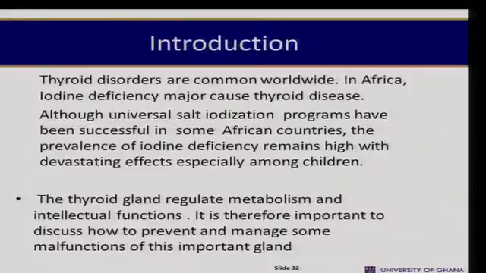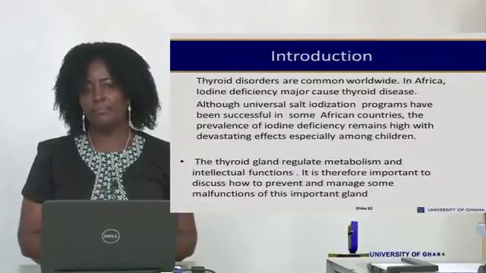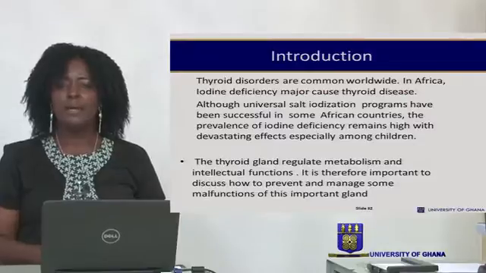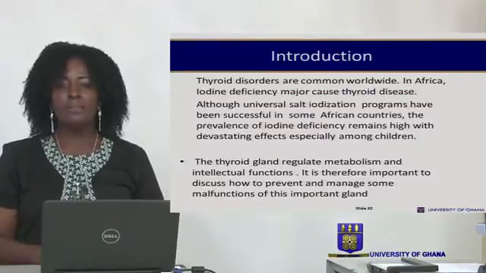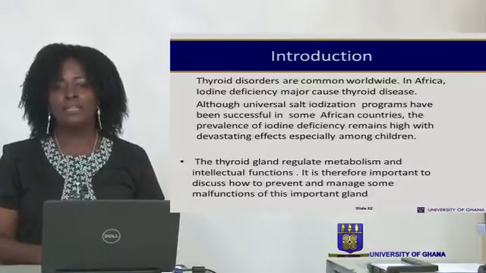Topic 2, goiter. We see that thyroid disorders are common worldwide. In Africa, iodine deficiency is a major cause of thyroid diseases. Although universal salt iodization programs have been successful in some African countries, the prevalence of iodine deficiency remains high and its devastating effects are very common among children in Africa. The thyroid gland regulates the metabolism and intellectual functions. Therefore, it is important that we discuss how to prevent and manage some malfunctions of this important gland.